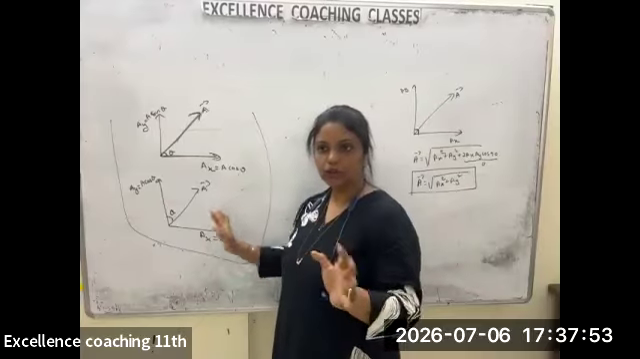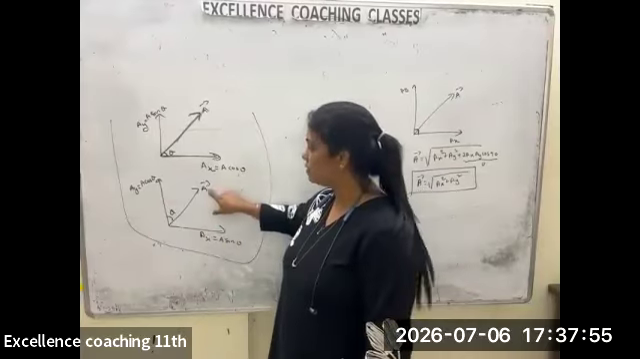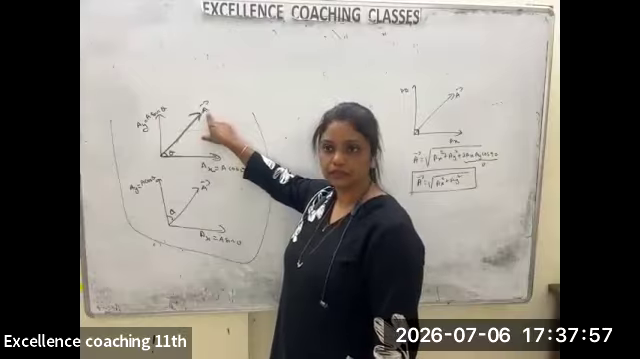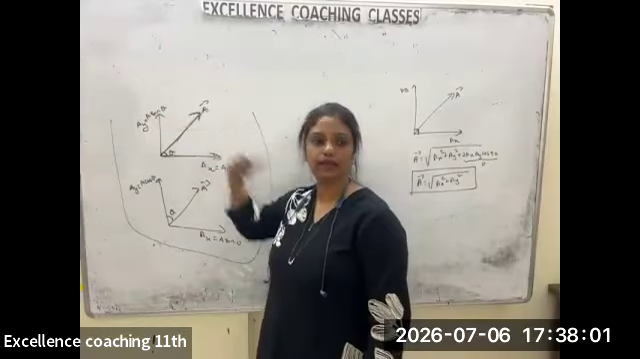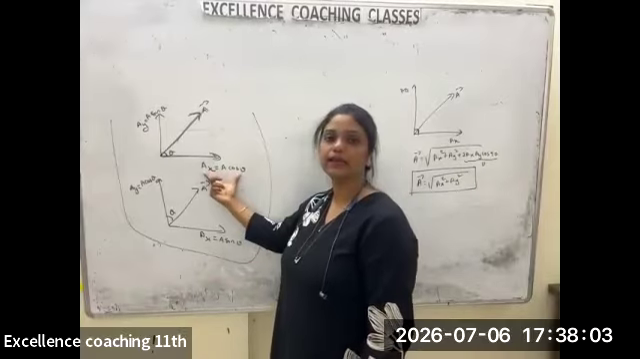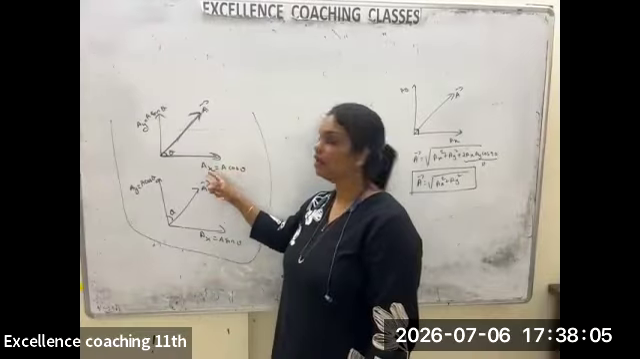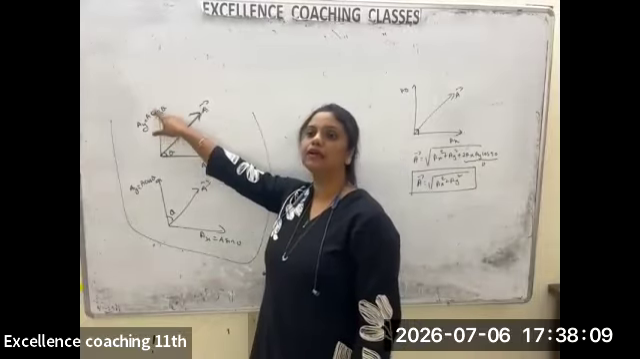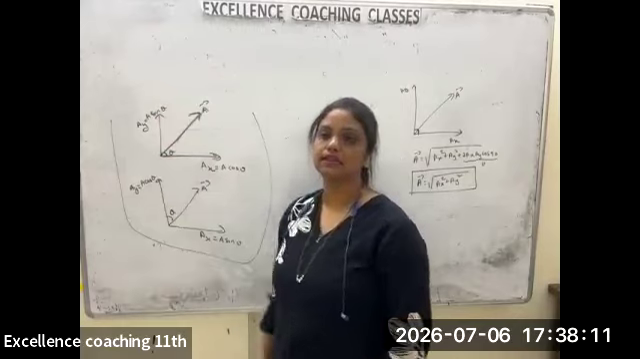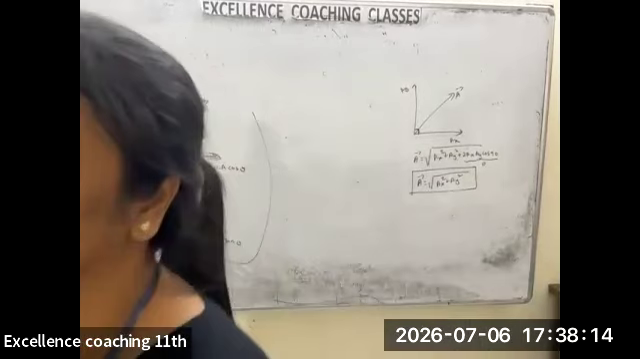Are you all understanding what you are doing? R is given to you. Here, R is given. Theta is given. You have to find Rx and Ry. So what is the formula for Rx? R cos 60. What is the formula for Ry? R sin 60. Just components asked.